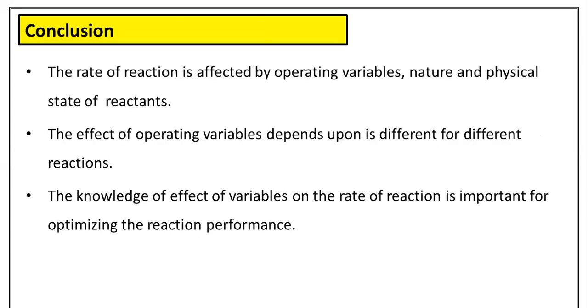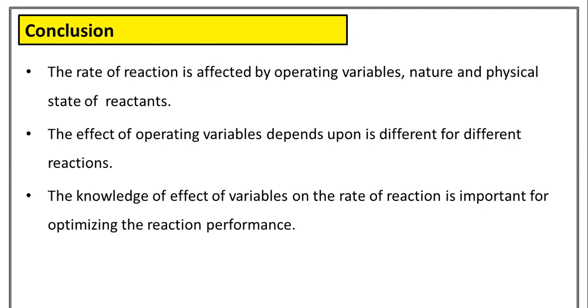So to sum up, the rate of reaction is affected by operating variables such as pressure, temperature, concentration, nature, and physical state of reactants. Now, the effect of operating variables is different for different reactions. What type of reactions you are carrying out will decide the effect of operating conditions. The knowledge of the effect of variables on the rate of reaction is important for optimizing the reaction performance.